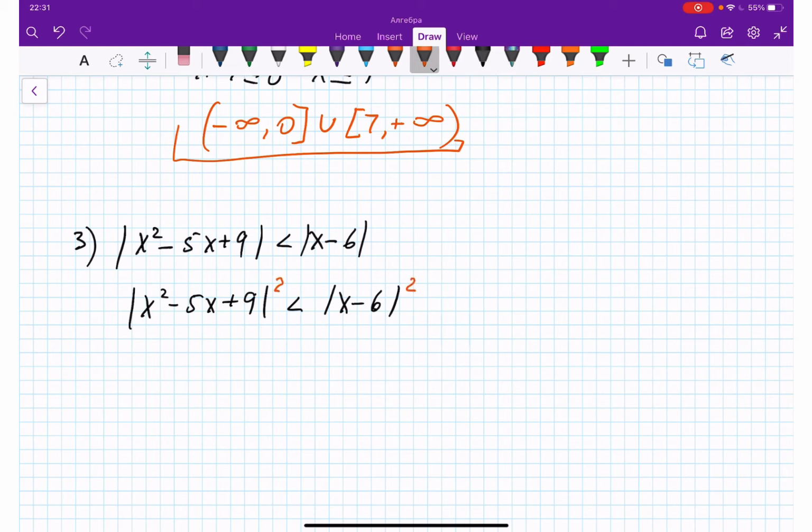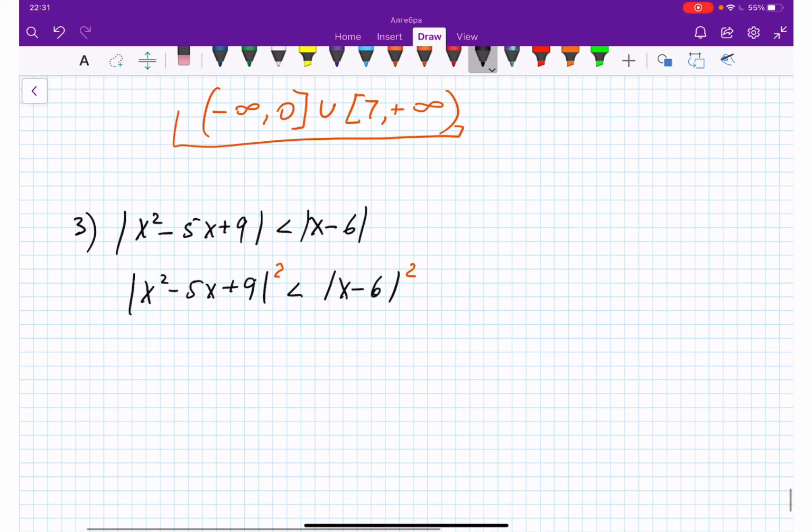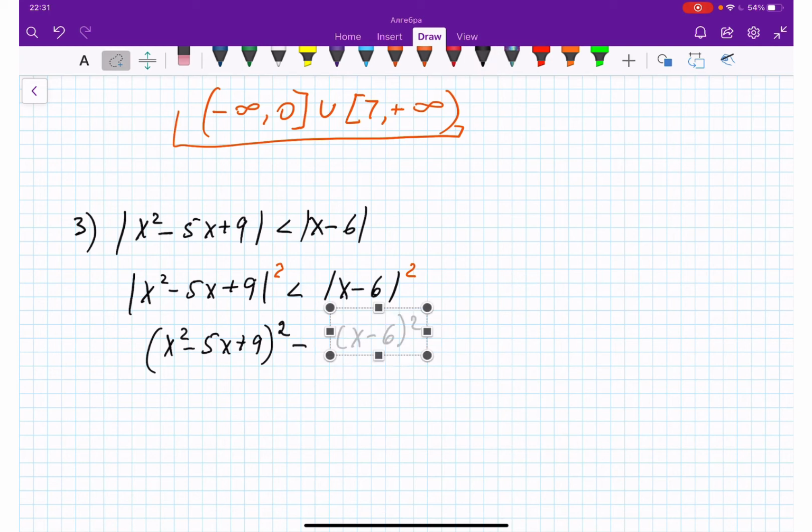Square here, and we are going to get (x squared minus 5x plus 9) in parentheses squared less than (x minus 6) squared, right? So, you know what, let me move this over here. Put minus like this. Yeah, let's move one step ahead. And this is less than 0. Okay?